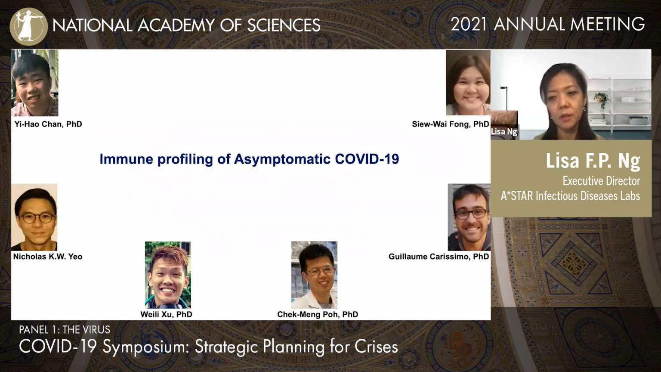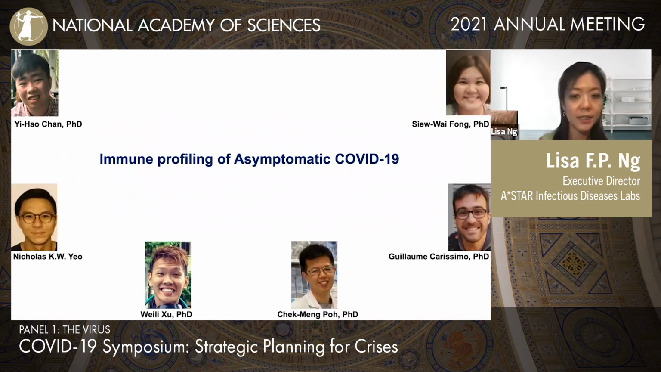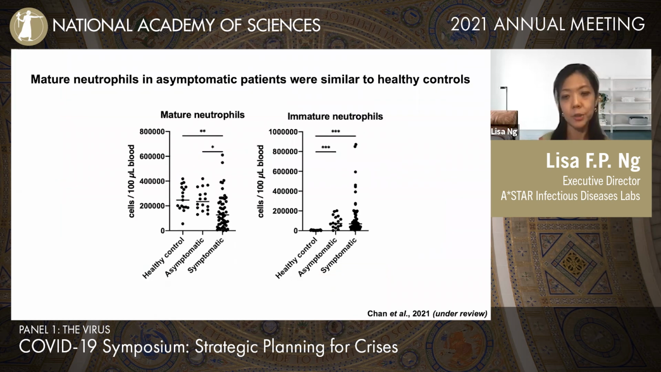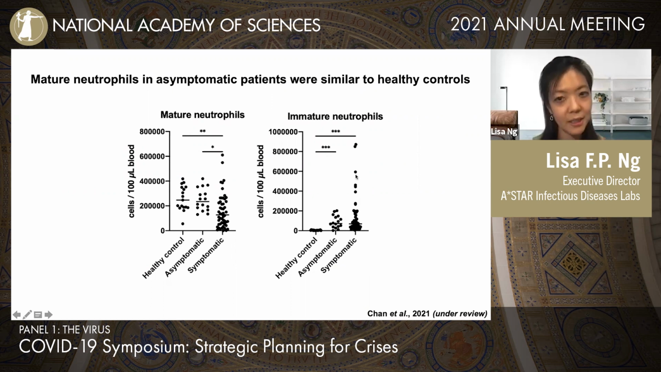And so we went on to also assess the asymptomatic patients, which started in the second part of last year. And using the same approach, we showed that the difference in immature neutrophils between the asymptomatic patients and the healthy controls was not quite significant, not that strong when we compared with the symptomatic patients and what you've seen earlier.